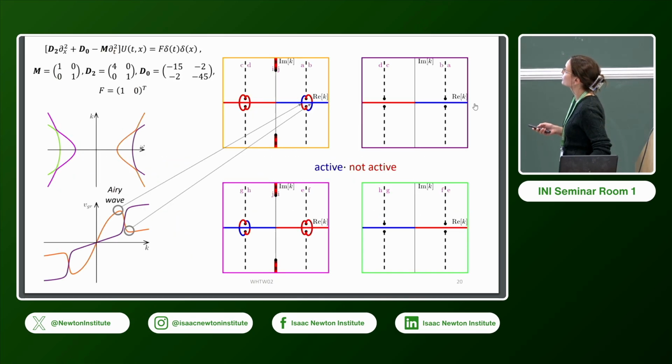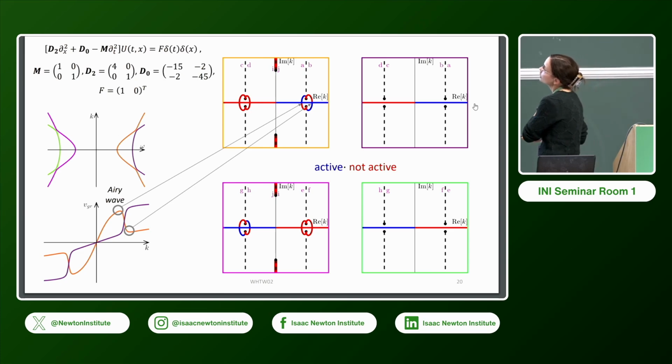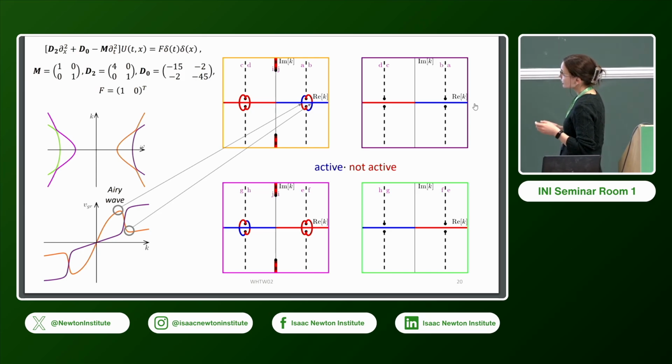So now let me go to the examples. Let's consider a simple example. The matrix coefficients have dimension only 2 times 2, so we have only 2 rows. We took just some values here, and for this system, the real dispersion diagram looks like this. The Riemann surface has 4 sheets, and it's plotted here.